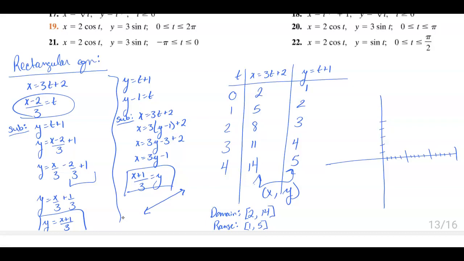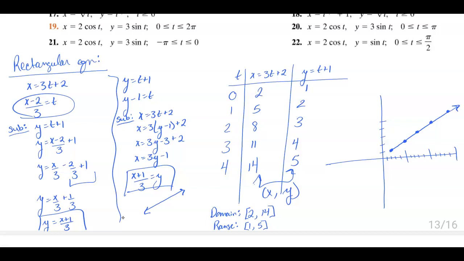So let's graph what's going on now. At 2, the y coordinate is 1. At 5, the y coordinate is 2. At 8, we are at 3. At 11, we are at 4. And then at 14, we're at 5. So then we're going to connect the dots. Now, we only need this piece of the graph.